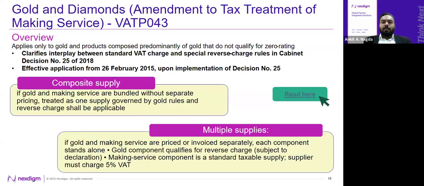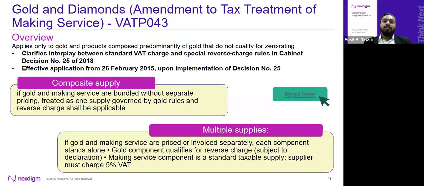Going ahead, there is a public clarification which talks about the component which is charged by the suppliers relating to the making service. So here it typically says that if the main supply of gold, diamonds, and precious stones and this making service is one single supply, then it will assume the character of the main supply, that is supply of gold and diamond, and hence the entire value of the supply would be under reverse charge, wherein the person purchasing the gold would be liable to pay VAT on the particular transaction.